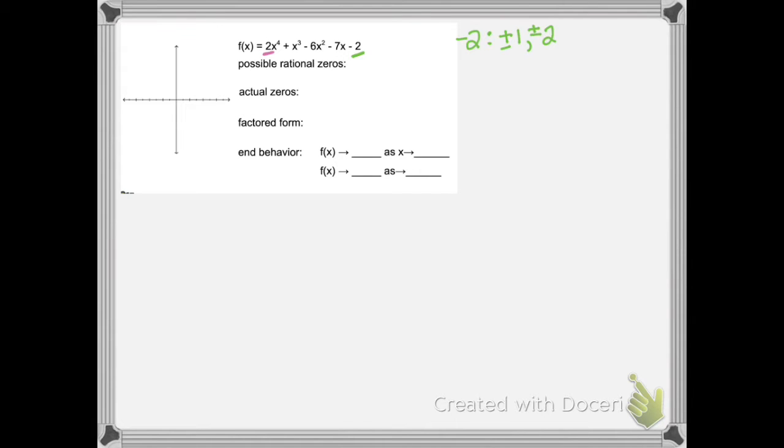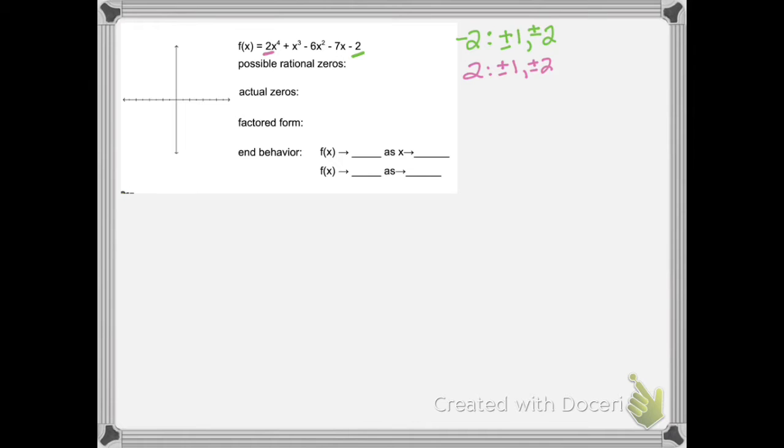Then we're going to take the leading coefficient, which is also a 2. And we're going to do the same thing. So what numbers multiply to give you a 2? Well, that would be +1 times +2, or you could have -1 times -2. So I'm going to put the plus minus to show positive and -1, positive and -2. They are all factors of +2.